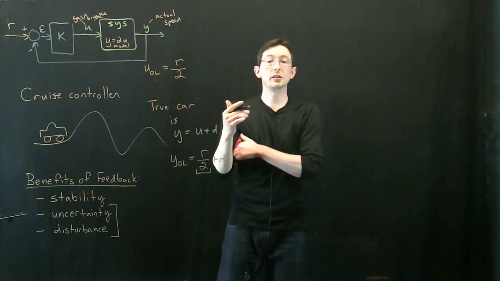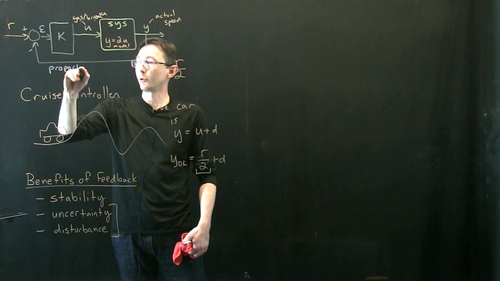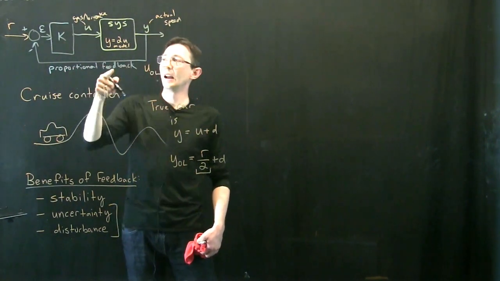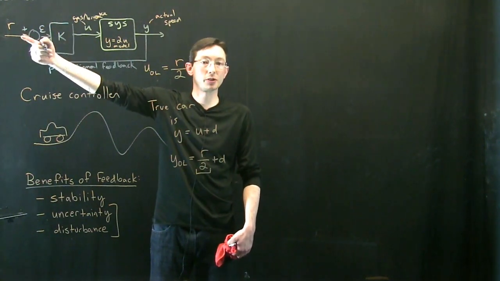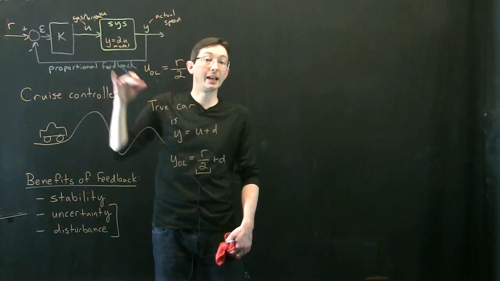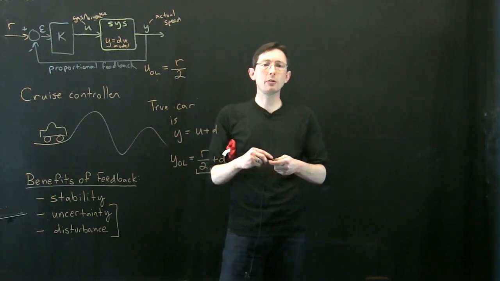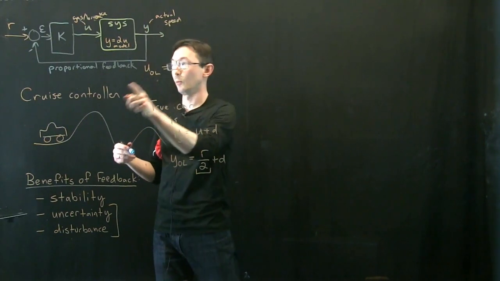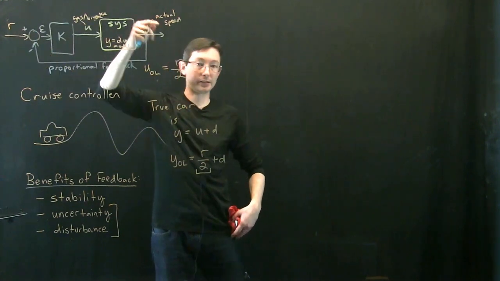Okay? This is essentially proportional feedback control. So I'm going to just call this proportional feedback. It's proportional because K is just a number. It's like a constant times epsilon. So it's proportional to the error. And feedback because I'm measuring y and feeding it back to get this measured error epsilon. Okay. So now we're going to compute what is the true y closed loop with this feedback law, and we're going to write it down as a function of reference and disturbance.